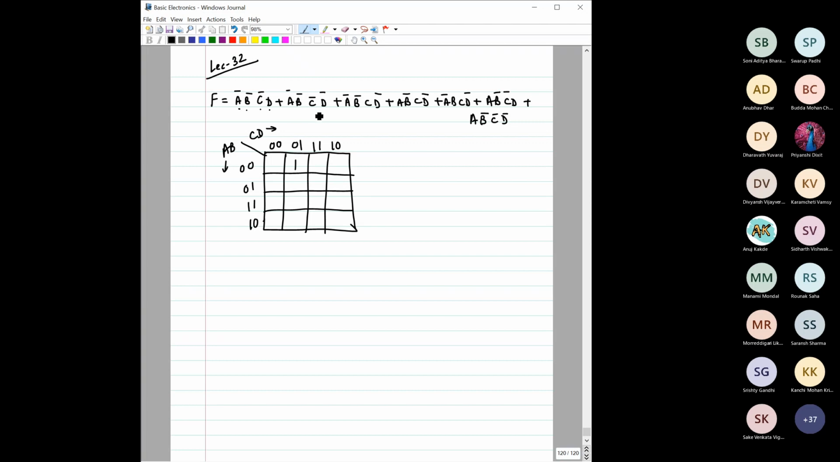Now for the next term, A bar B bar C bar D bar, it's all zeros, 0 0 0 0. So here we should put 1. For this term, it is 0 0 1 0, which means it is 2. Remember this counting, 0, 1, 2, 3. You can also take it from here, 0 0 1 0. So for this we should put 1 here.